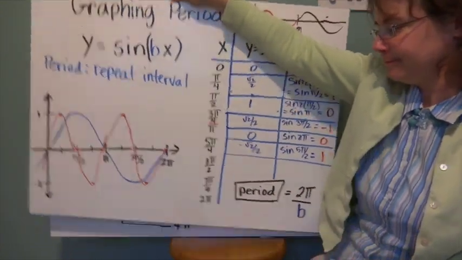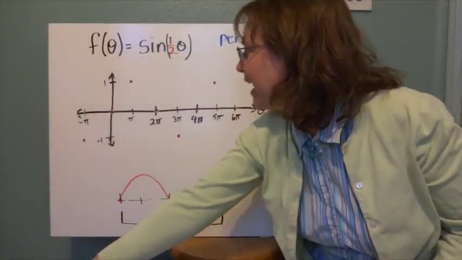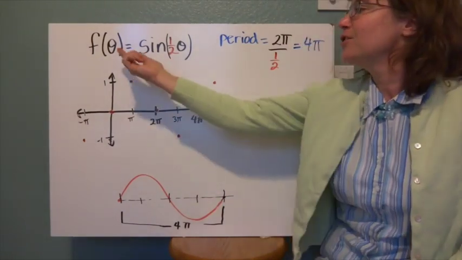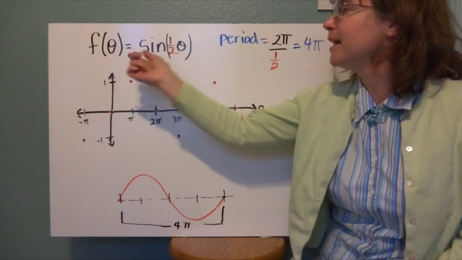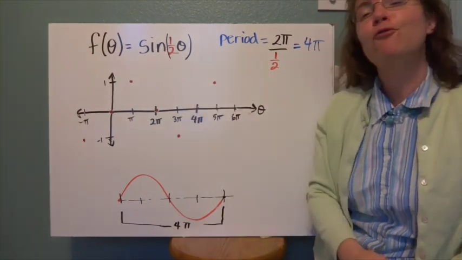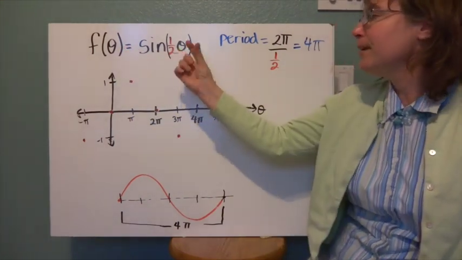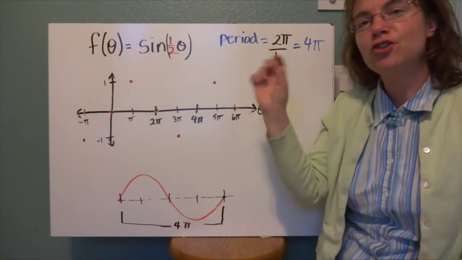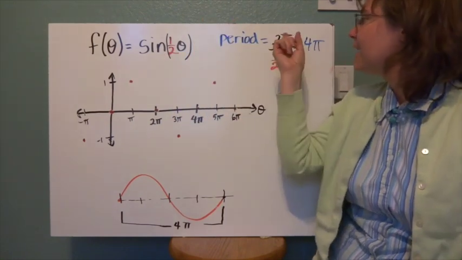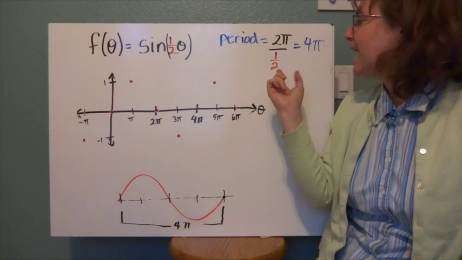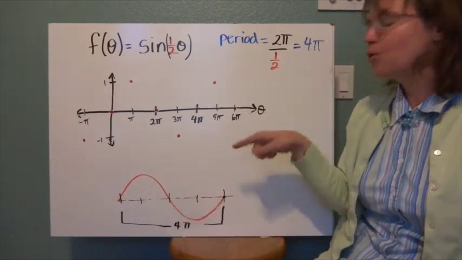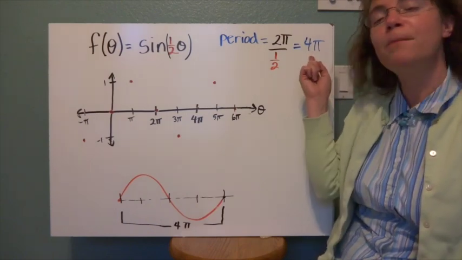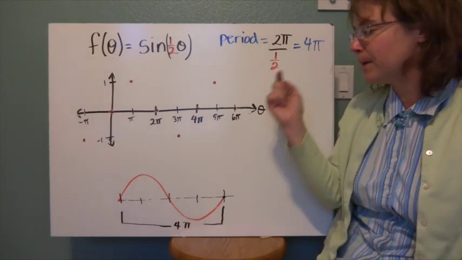Now, what happens if we have a fraction? So I rewrote it in a different form just to kind of get you used to that form. F of theta is equal to sine of 1/2 theta. So my period here, instead of having that 2 that's going to divide it, I have 2 pi over 1/2 and I have 4 pi. That means the sine wave is going to repeat itself after 4 pi instead of the usual 2 pi.